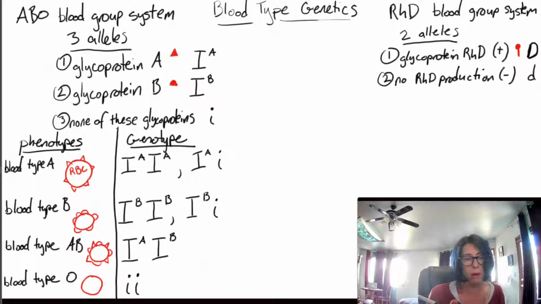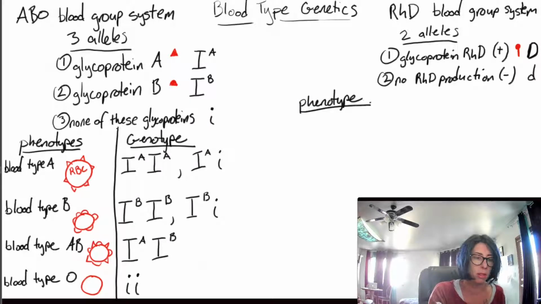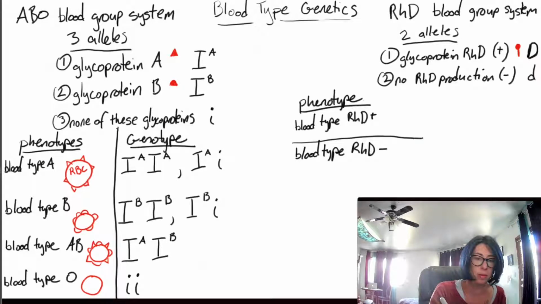And so these combinations are fairly straightforward. So we'll have phenotype here. We'll track phenotype in this column. So the phenotypes, there's only two. There's blood type RHD positive or blood type RHD negative. And let's look at the genotypes that result in those.